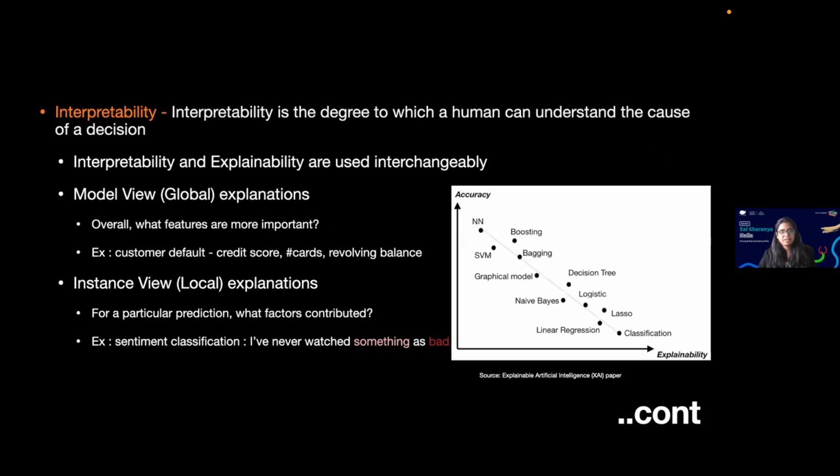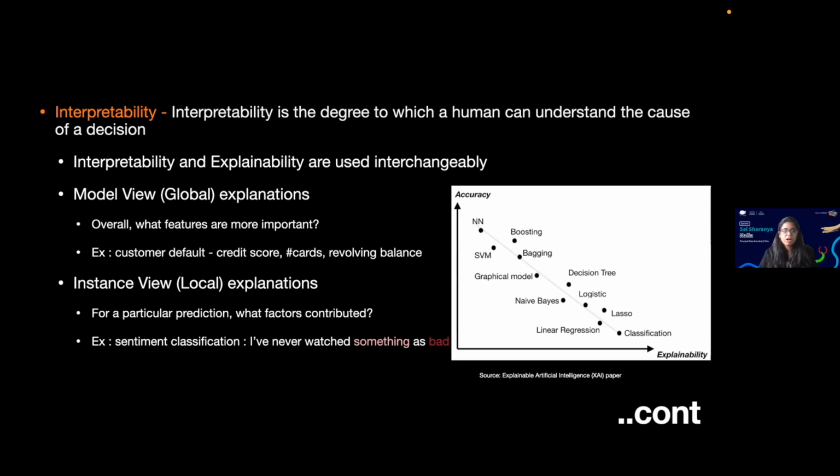The next aspect is interpretability. Interpretability is basically the degree to which a human can understand the cause of a decision. In the ML sense, it is trying to backtrack what factors have contributed to a machine learning model making a certain prediction. As you can see on the graph, which is towards the right, simpler models are easier to interpret, but may often produce lower accuracy compared to complex models like neural network models that can understand the non-linear relationships in the data and often have higher accuracy.